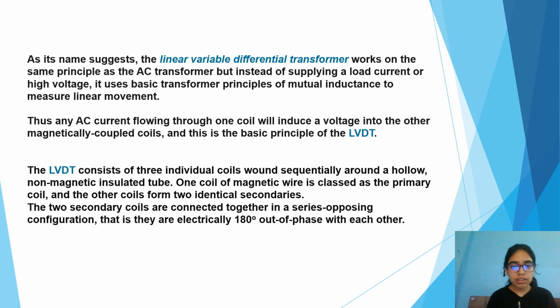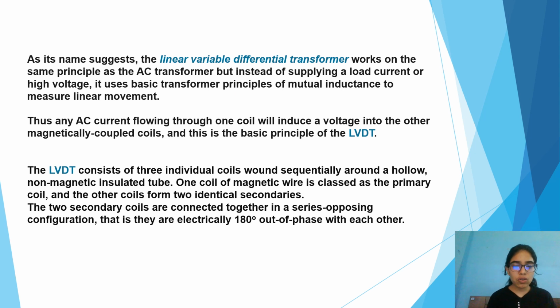As its name suggests, the linear variable differential transformer works on the same principle as the AC transformer, but instead of supplying a load current or high voltage, it uses basic transformer principles of mutual inductance to measure linear movement. When two or more long solenoidal coils are wound together onto the same core, the magnetic flux produced by any one of the coils links to the other, with the magnetic flux produced by the driving coil adding to or opposing the flux produced by other coils. Thus, any AC current flowing through one coil will induce a voltage into the other magnetically coupled coils, and this is the basic principle of the LVDT.